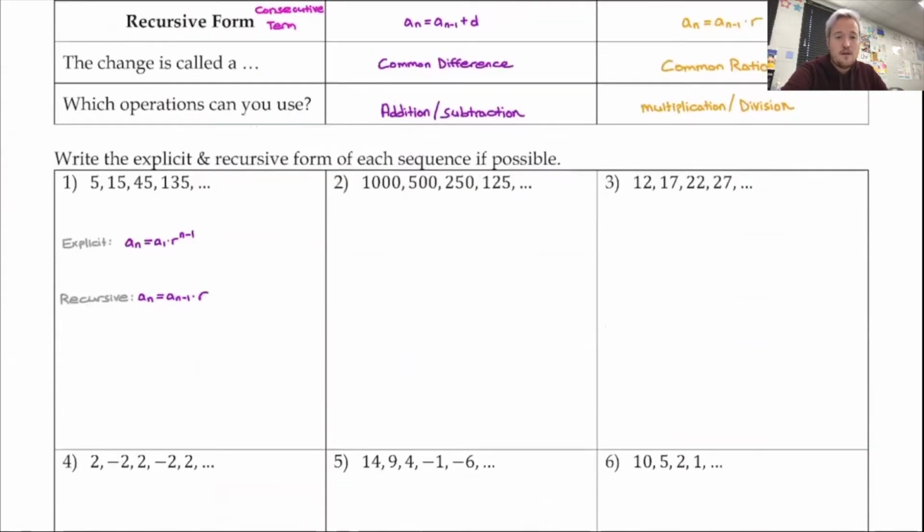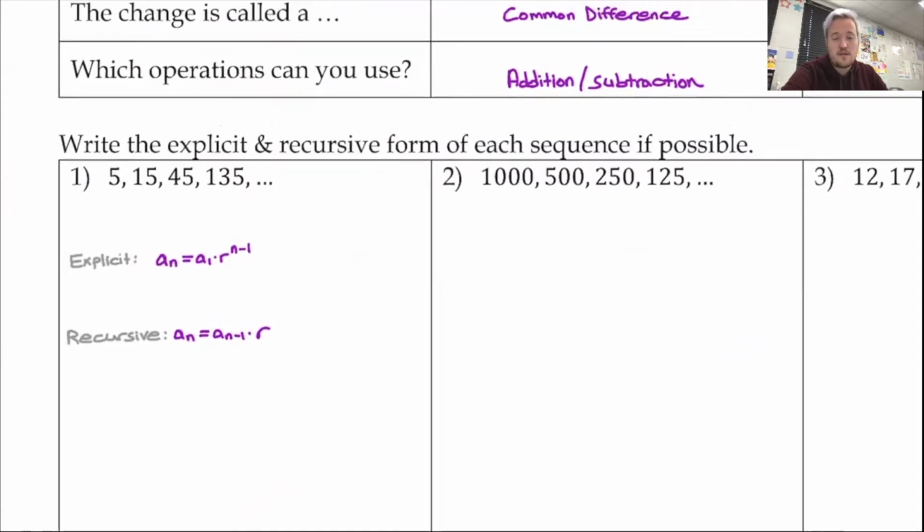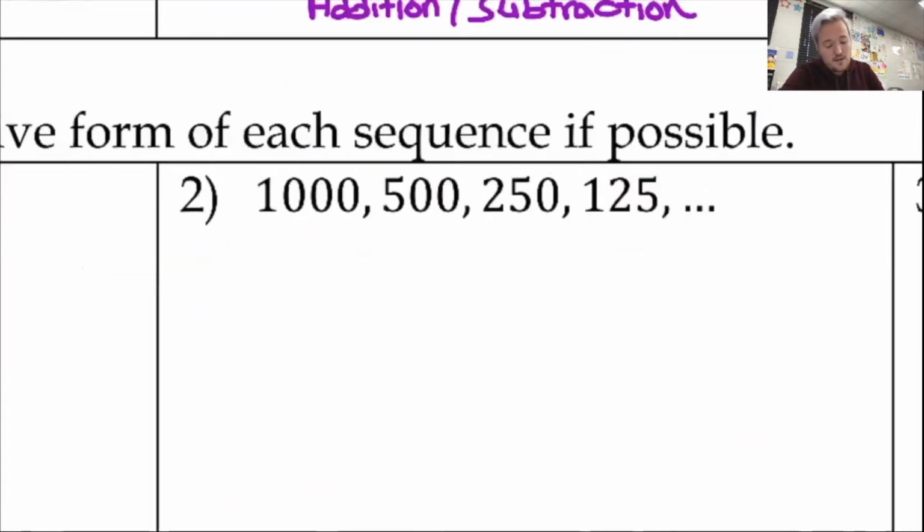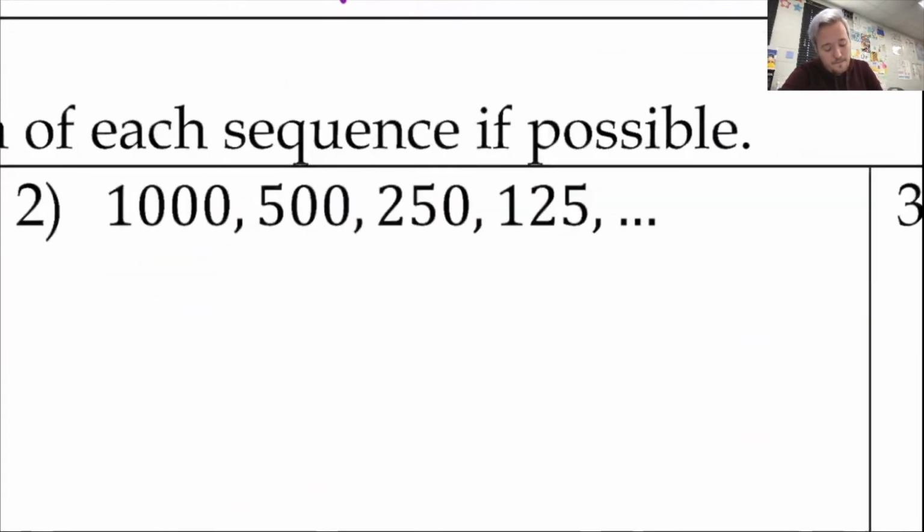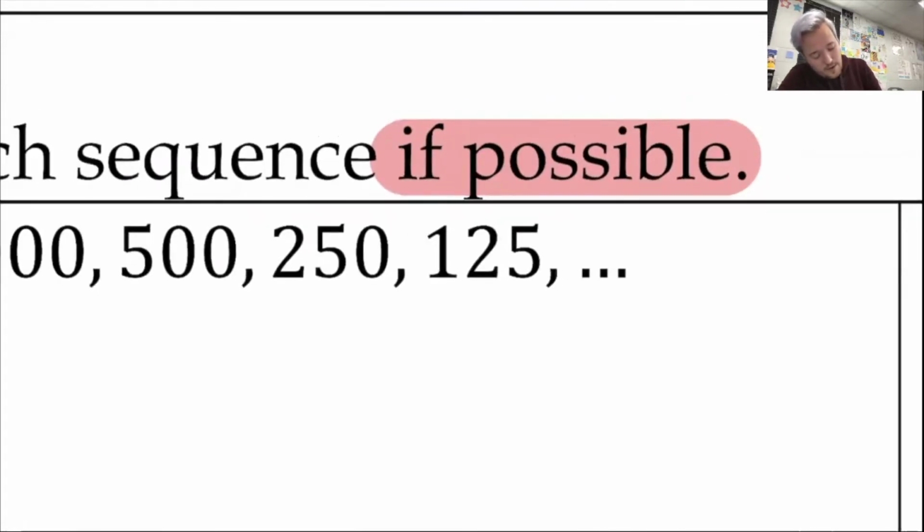All right. So for each of these sequences that are provided, we want to write both the explicit and the recursive form of each sequence if it's possible. So when I say if possible, that may mean that the sequence has no pattern.